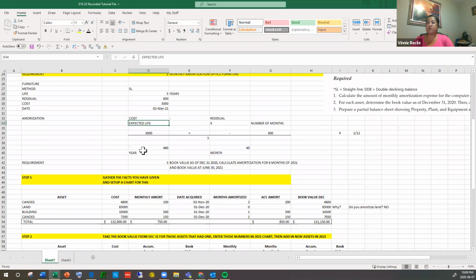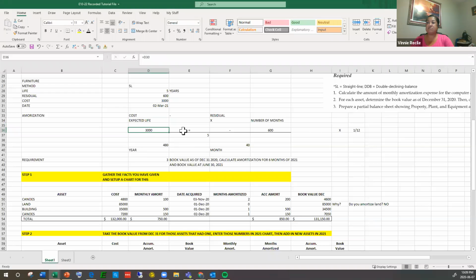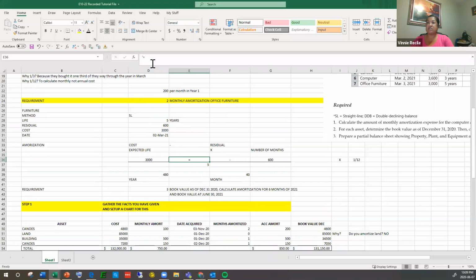Fairly straightforward. So we've got 3,000. Okay? 3,000 is the cost. This is supposed to be minus. Okay? But minus the $600 times the 1/12. You're dividing it by the number of years, which is the 5 years as well. So the cost minus the residual of $600. I think I've moved this over to one cell. So let's put this over here. So 3,000 minus the 600 divided by 5 times the number of months. Okay? And then times the 1/12.